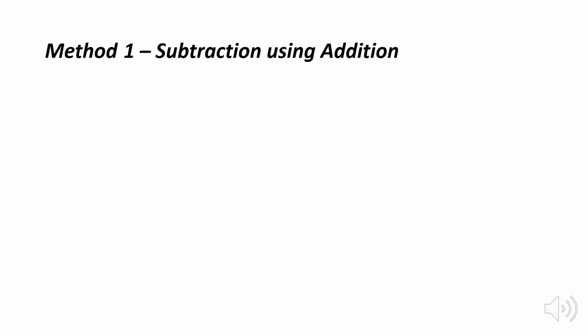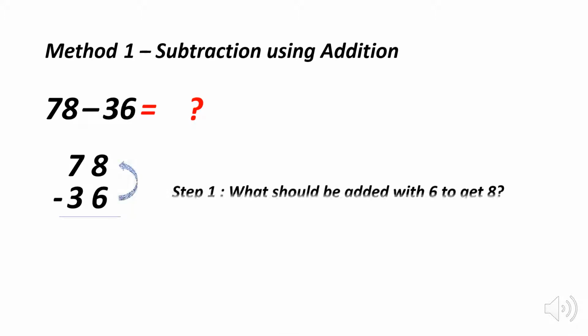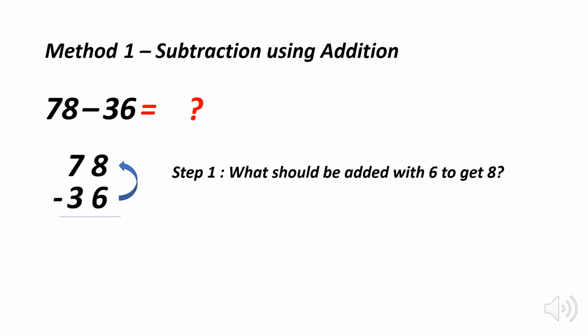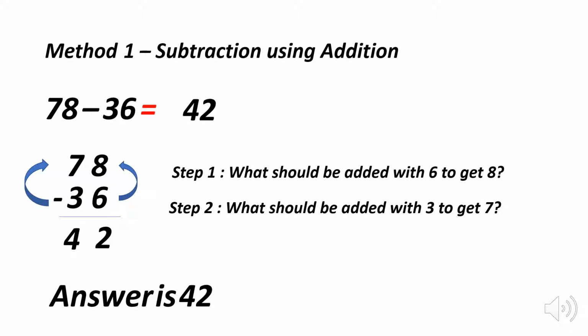Method 1. Subtraction using addition. 78 minus 36 equals... Let's see how we can find this out. Step 1. What should we add with 6 to get 8? 2. Step 2. What should we add with 3 to get 7? 4. Answer is 42.